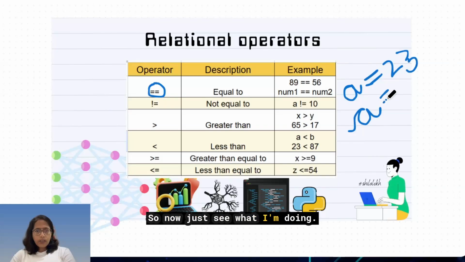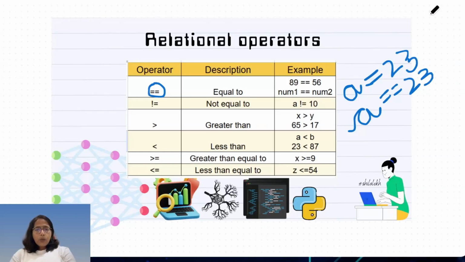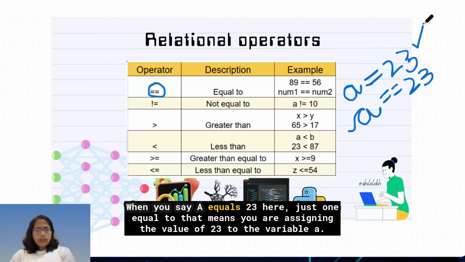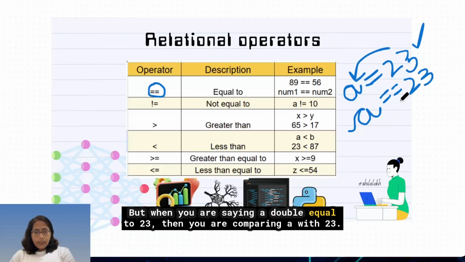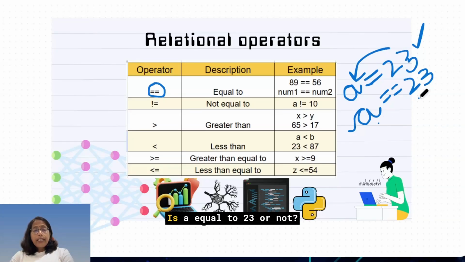So now just see what I'm doing. I am writing two equal to signs. Again, I will say A double equal to 23. What is the difference? When you say A equals 23 here, with just one equal to, that means you are assigning the value of 23 to the variable A. But when you are saying A double equal to 23, then you are comparing A with 23. Is A equal to 23 or not? So the answer has to be yes or no.